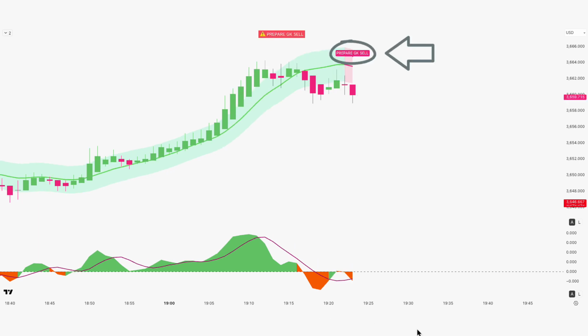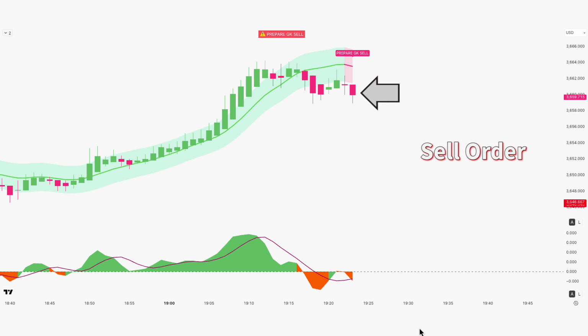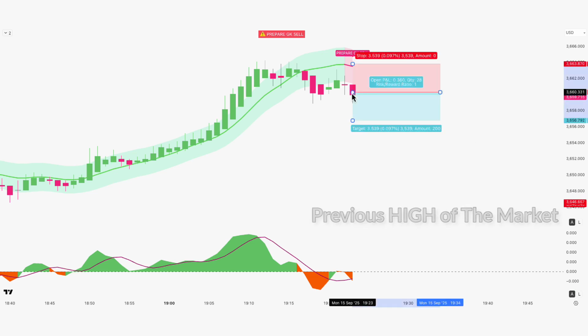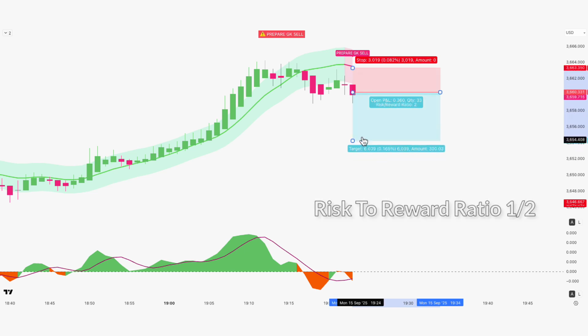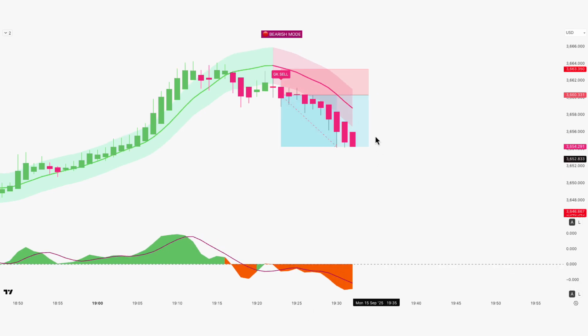Here, the GK trend of this indicator is a sell warning signal. Here, the Modified McClellan is a red area. Here, the market has made a bearish candle to give confirmation. So all our conditions are being fulfilled. So we are placing an order to sell. Our stop loss is to be placed at the previous high of the market. And the risk to reward ratio will be 1:2. We have won the trade.